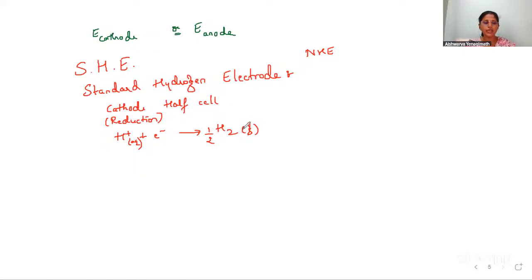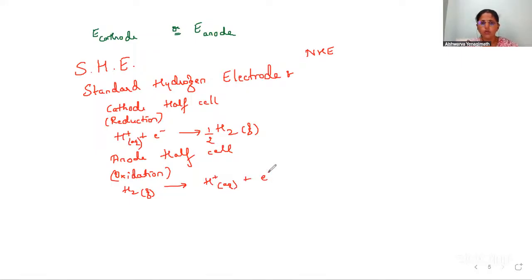So here you can see, if it is behaving like a cathode half cell, this is what is going to happen. On the other hand, if you are talking about an anode half cell, what happens at the anode? Oxidation occurs. Oxidation is loss of electrons. So H2, which is in gaseous form, will lose electrons and form H plus, which comes into the solution. So balance it. This is the anodic half cell. So it can work both as a cathode half cell or as an anode half cell.